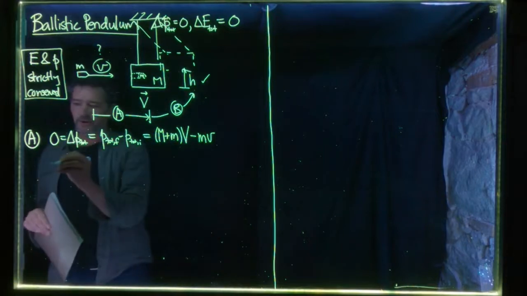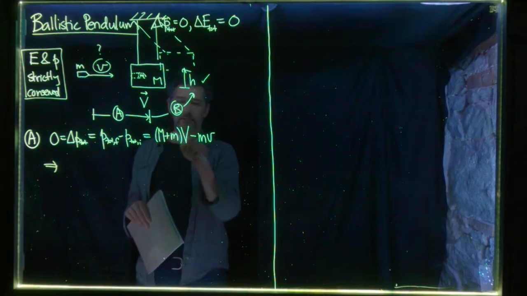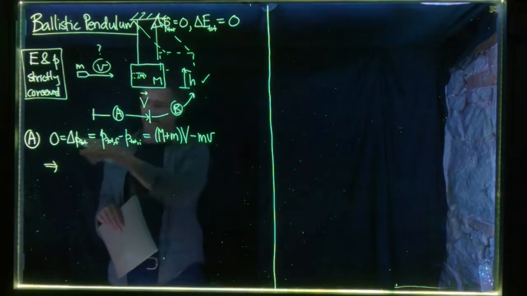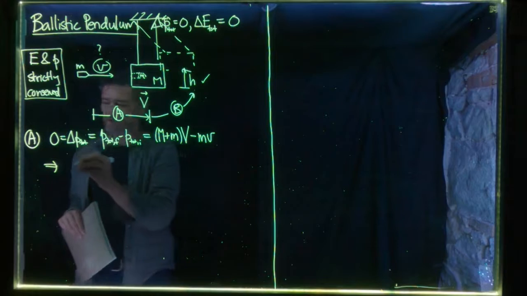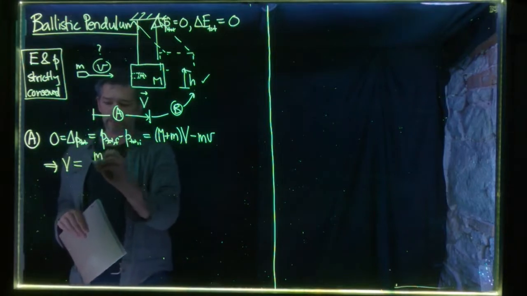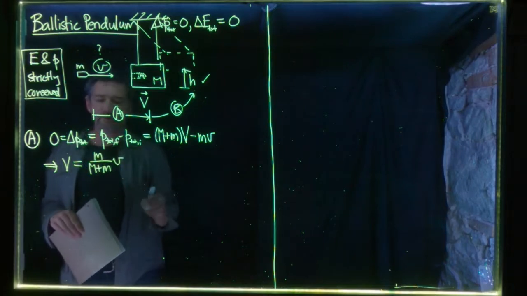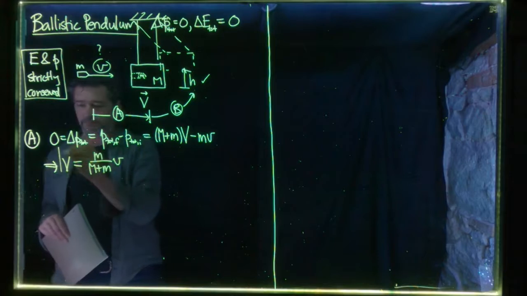So conservation of momentum gives a relationship between big V and little v. This minus this has to equal 0. So you solve for big V, and it tells us that big V is equal to little m over big M plus little m, times little v. And that's it.